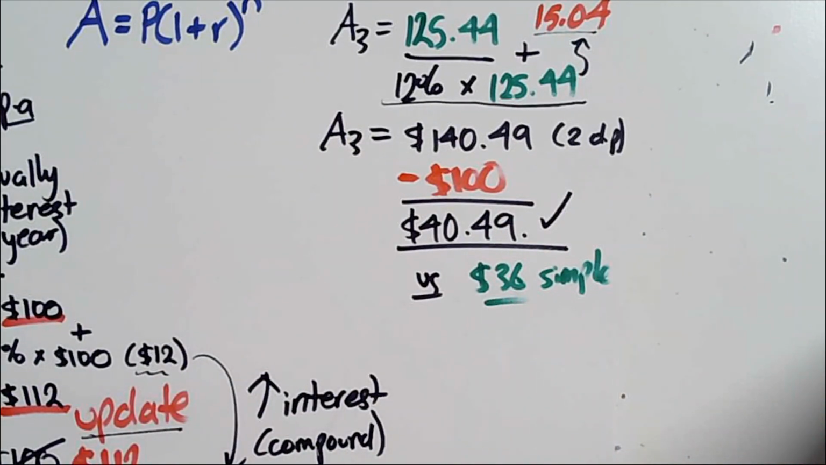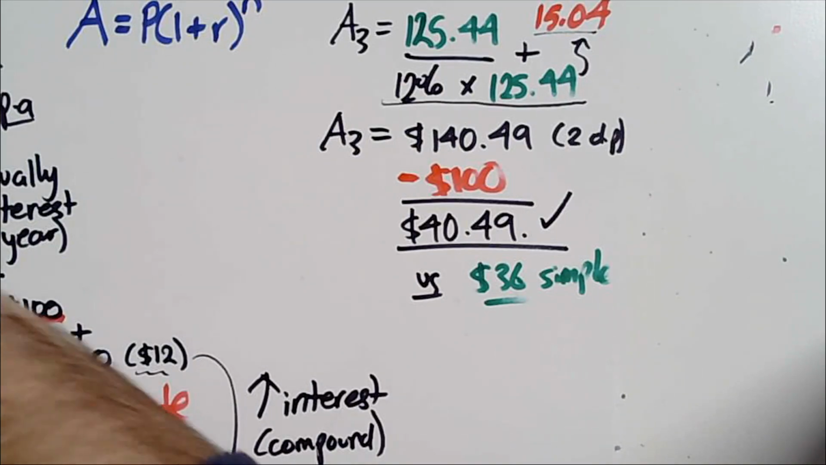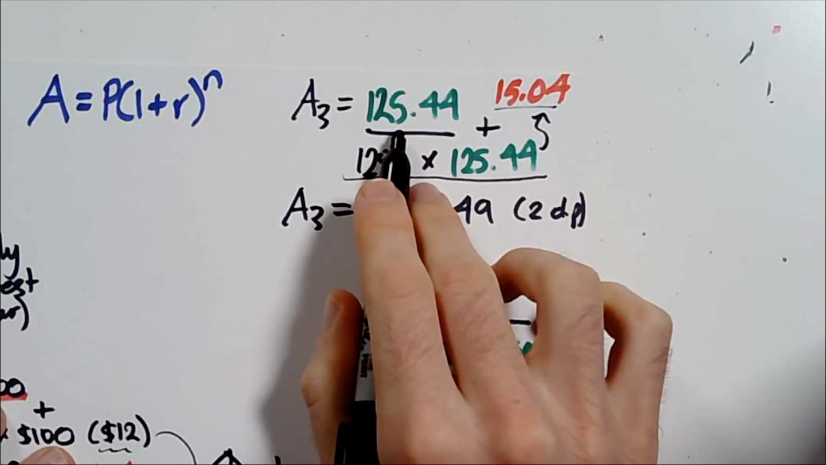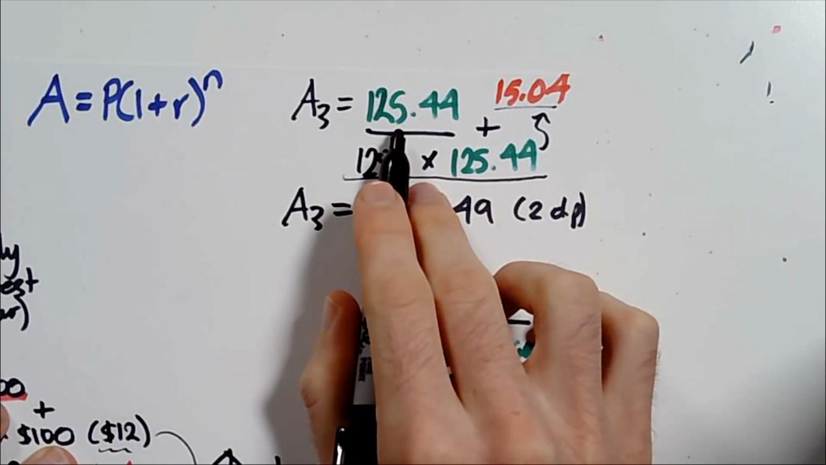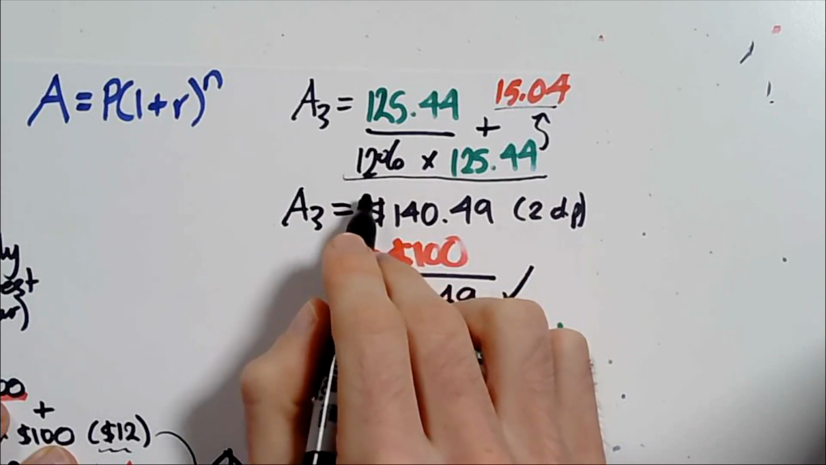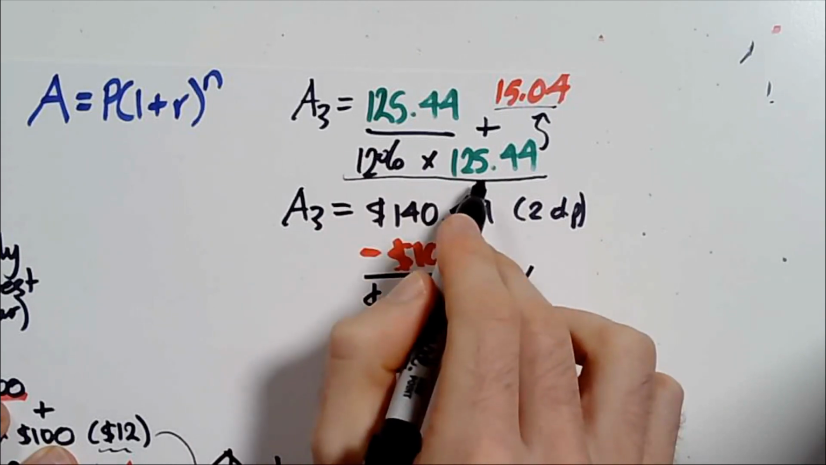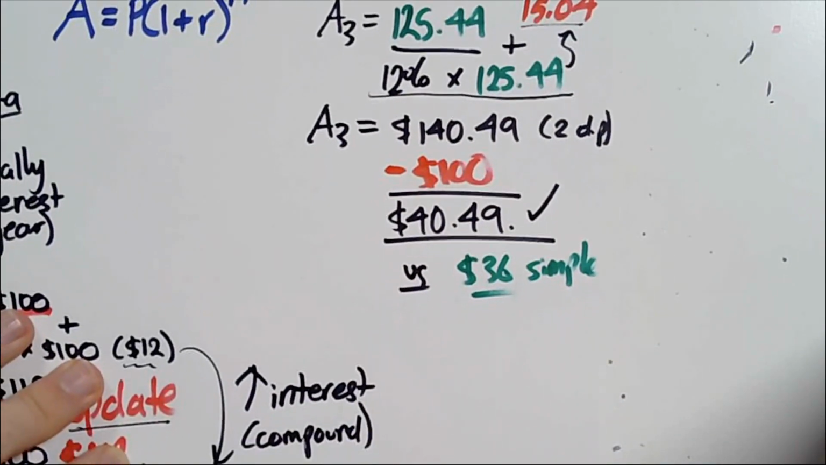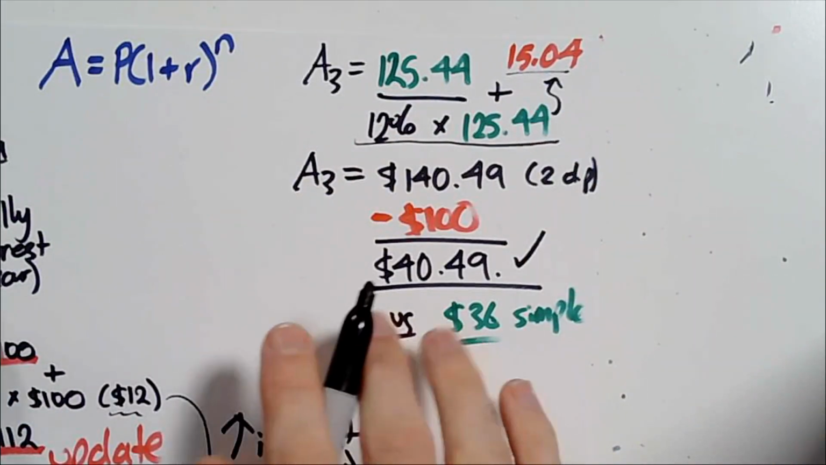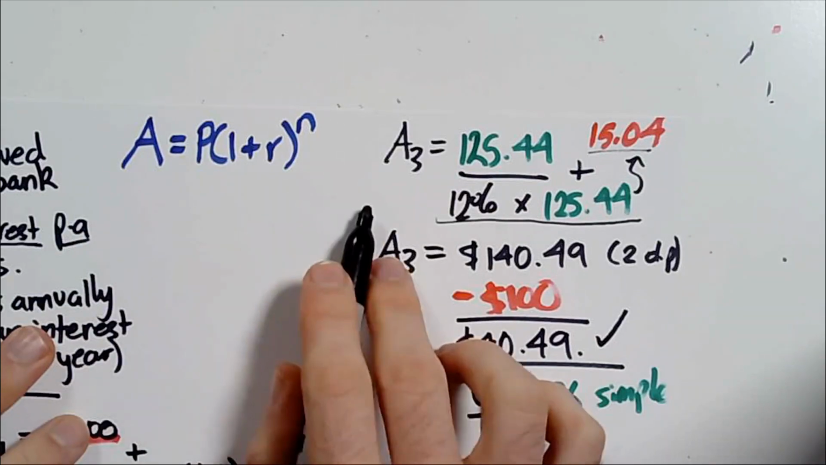Okay, so the key thing to remember is that that amount of interest is getting bigger and bigger because the bank is recalculating the amount to which the interest is being applied. So even though it's 12% every year, it's 12% of a bigger and bigger amount each year because they're adding it on and treating it differently.